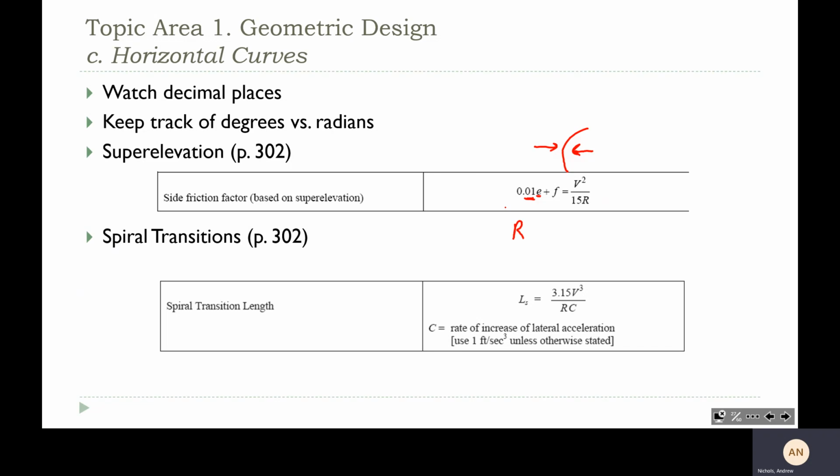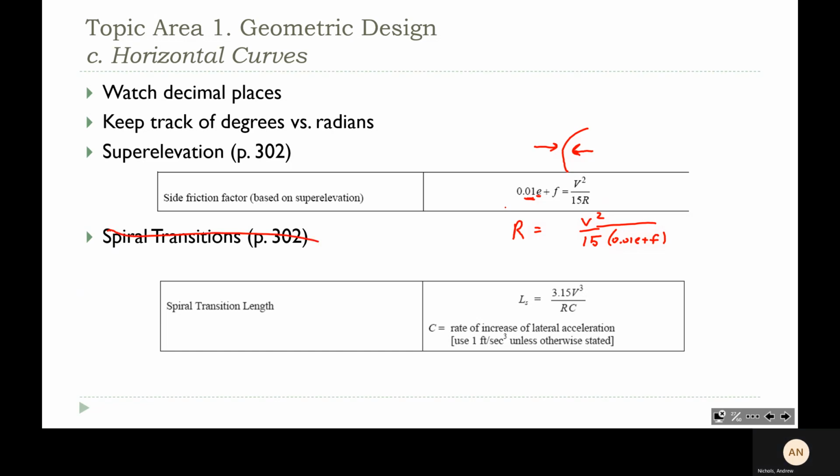So this can certainly be rearranged. If you're given all those values, you can rearrange it to solve for R, which is most likely how they would have you use it. But just realize that you can rearrange that and solve for your curve radius.